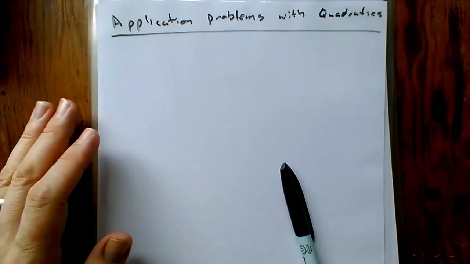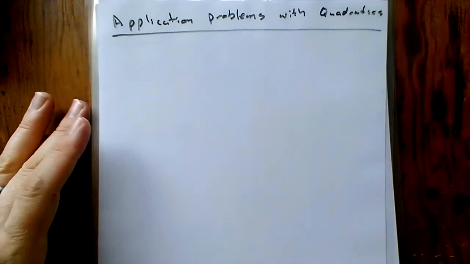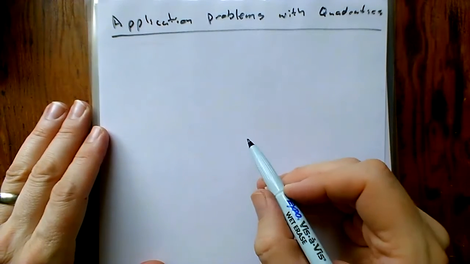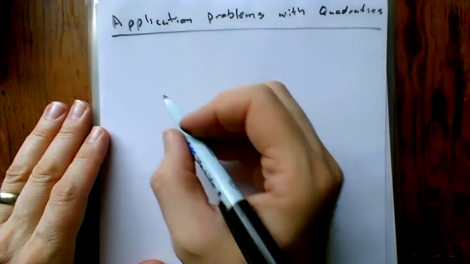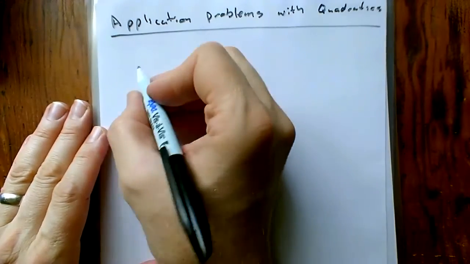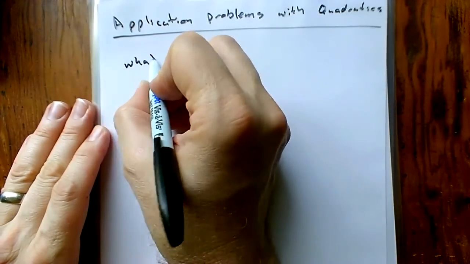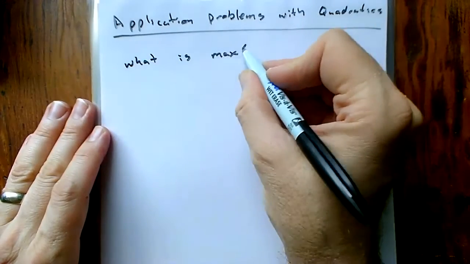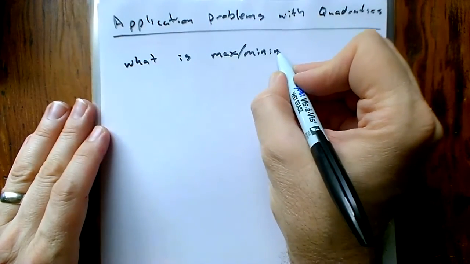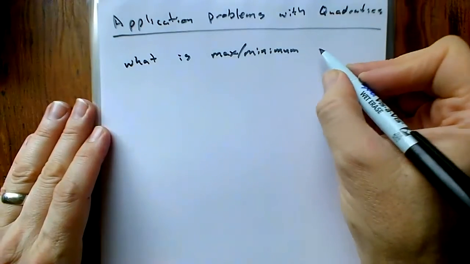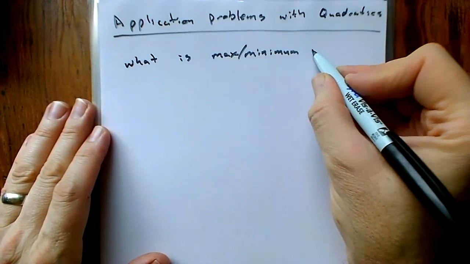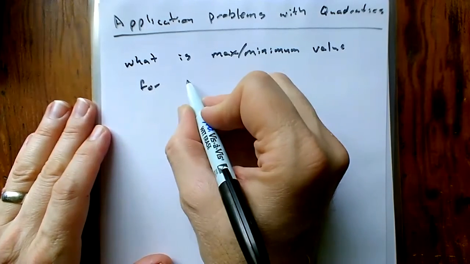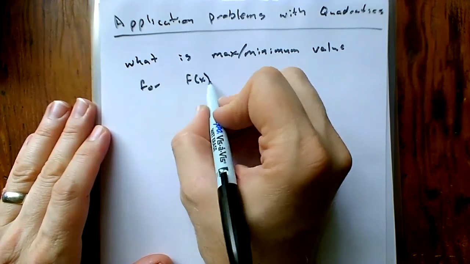Okay, I'm going to start talking about application problems with quadratic equations. And frequently with a question like this, you're going to be asked what is either the maximum or the minimum value something is for an equation, for some sort of function.